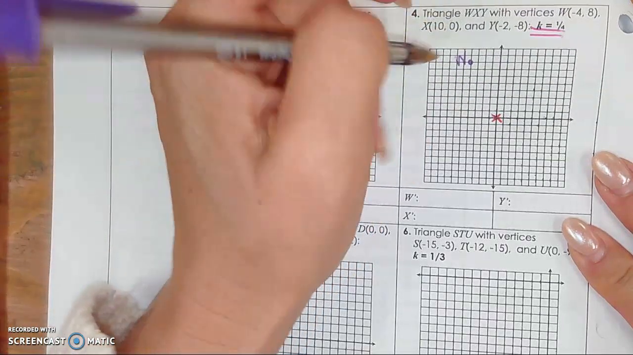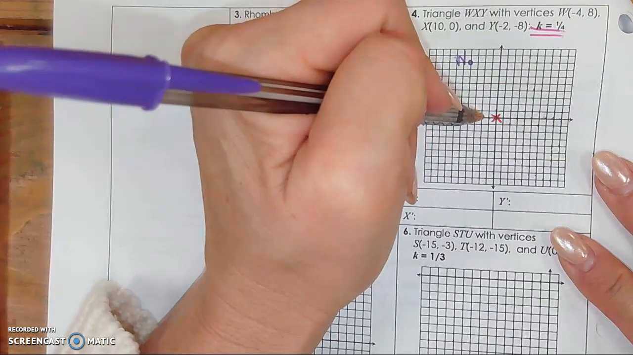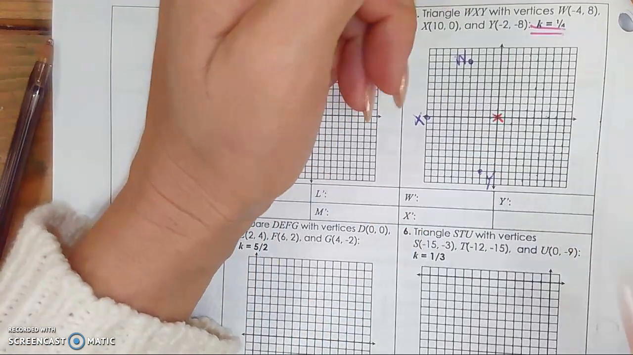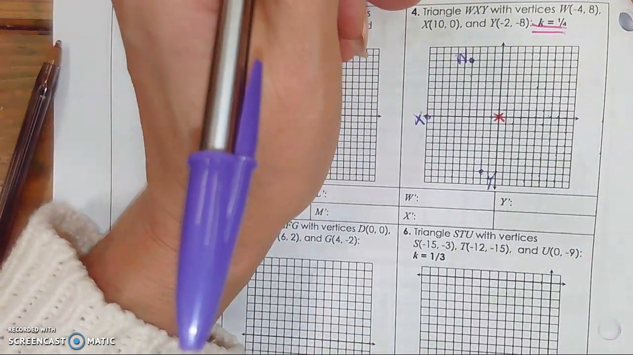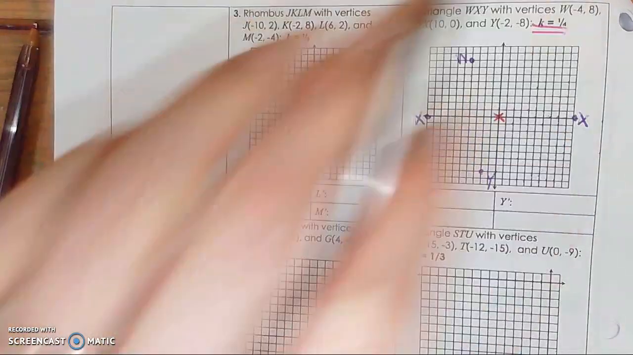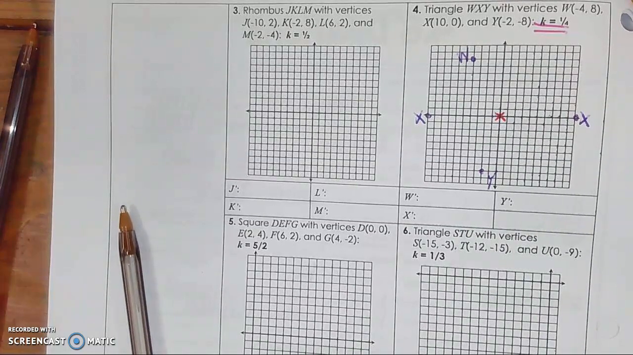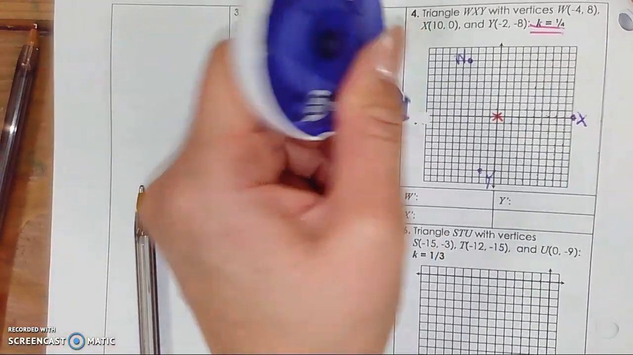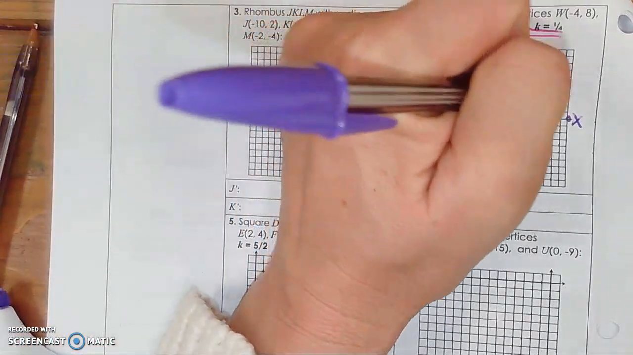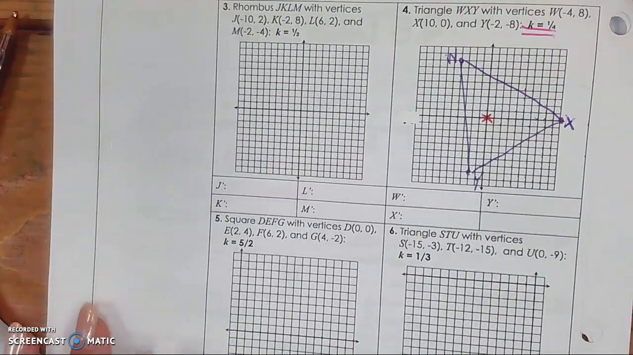there's my w, and x is over 10, up 0. And y is over -2, down 8. Wait, what did I do? I think I did that wrong. Oh, it's a +10. There's my x, +10. And now that looks a little bit more appropriate. I'm going to white this out. I should be using a straight edge, but I don't have one on me right at this moment.